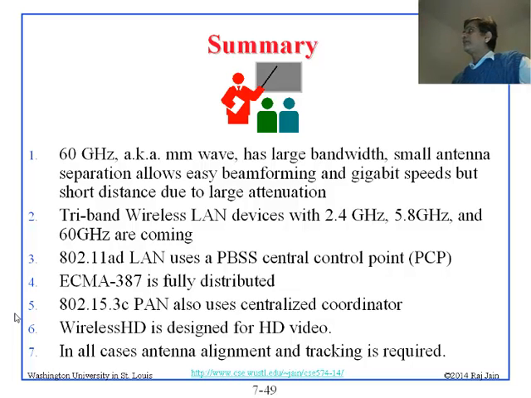Now the tri-band devices are coming, which will have 2.4, 5.8 and 60 gigahertz. 11AD uses a central control point, and they introduce the word PBSS. I forgot, what is PBSS? Personal BSS. BSS we know, basic service set. And ECMA 387 is fully distributed. And then 15.3C is similar to AD, and wireless HD is very similar as well. In all cases, antenna alignment and tracking is required. That might take a few microseconds.